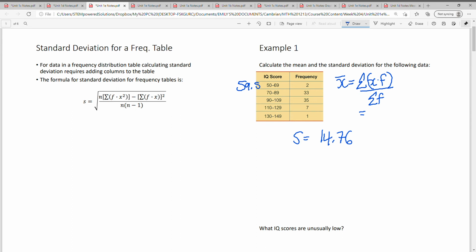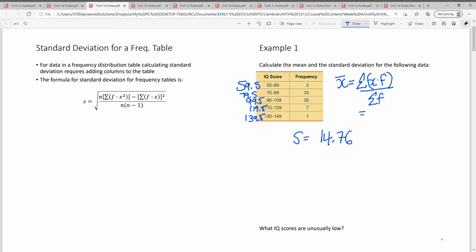Just finding the midpoints at this point. So 70 plus 89 equals 159 divided by 2 equals 79.5. 90 plus 109 divided by 2 equals 99.5. 110 plus 129 divided by 2 equals 119.5. 130 plus 149 divided by 2 equals 139.5.